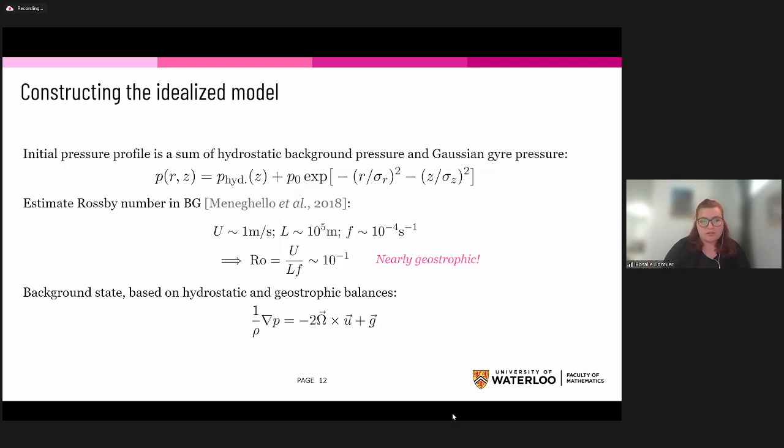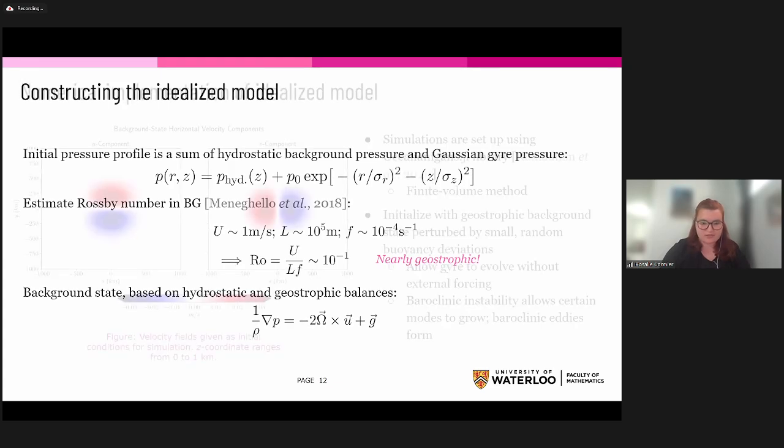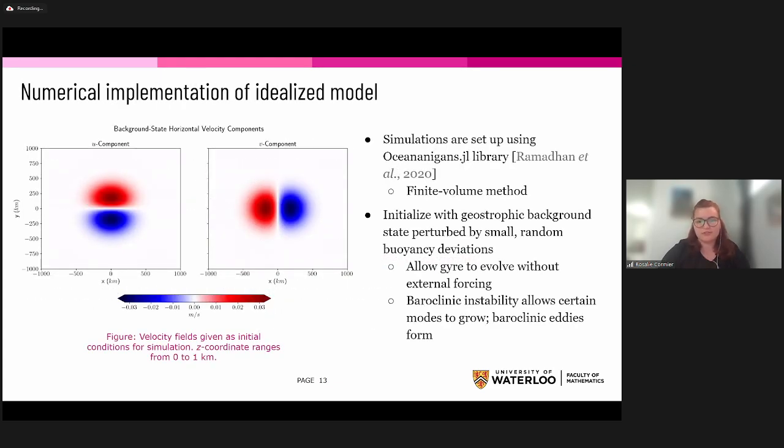So we construct our model assuming just a geostrophic background state. We have a hydrostatic background pressure, and we superimpose a Gaussian gyre pressure on top of that. I justify here our choice to use a geostrophic background state using representative velocity and length scales that are typical in the upper Beaufort Gyre. The Rossby number in that region tends to be a little bit below unity, but it's close enough for our idealized model. So this is our background state that we construct, and the velocity profile is shown in the figure on the left. Not very exciting.